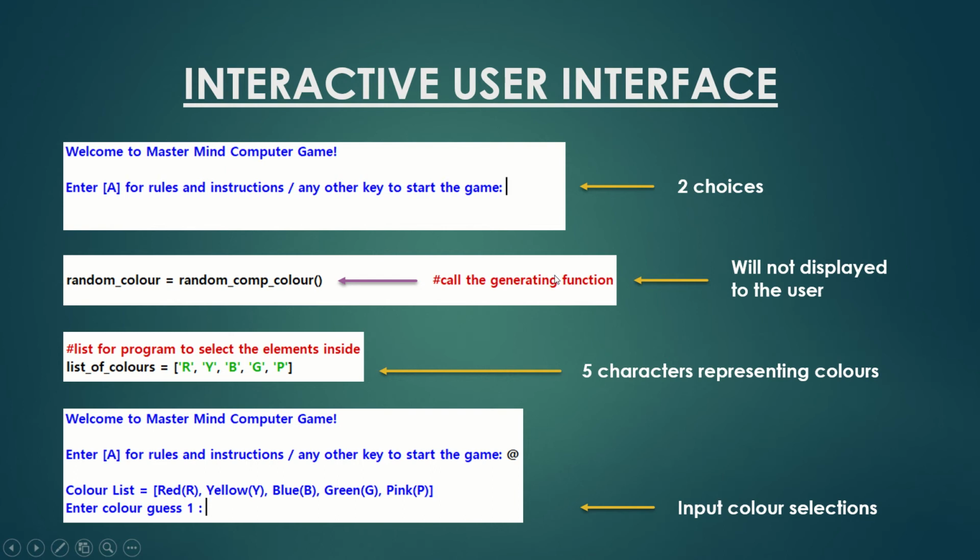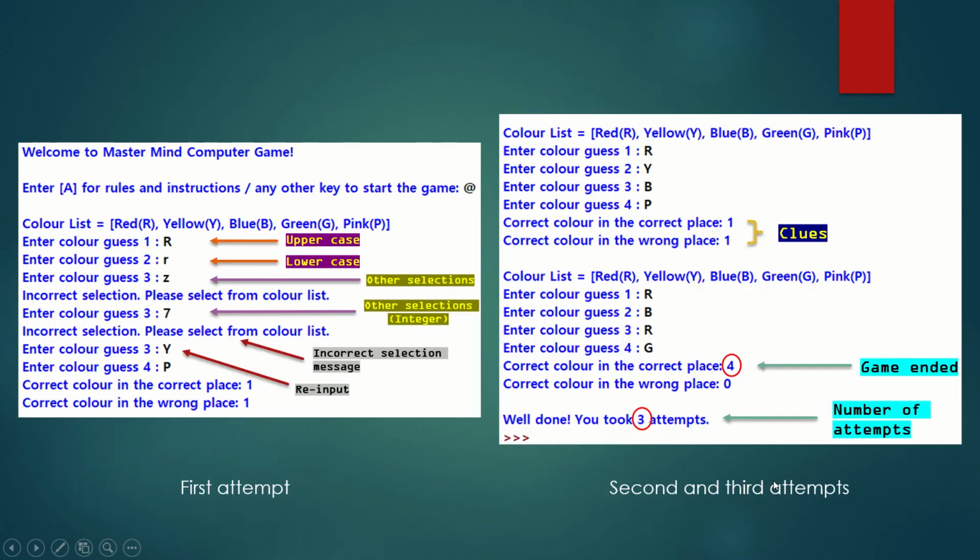When the game is started, the program will randomly generate 4 colors with equal chance from a list that I set called List of Colors, which contains 5 characters representing red, yellow, blue, green, and pink. After that, the user will be prompted to make selections by inputting 4 color choices for the first attempt. Upper and lower case of R, Y, B, G, or P, which represent the first letter of the colors, are allowed for input. Should other selections be inputted, an incorrect selection message will be displayed, and the user is allowed to re-input.